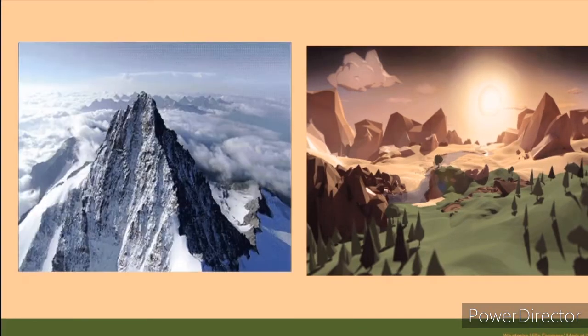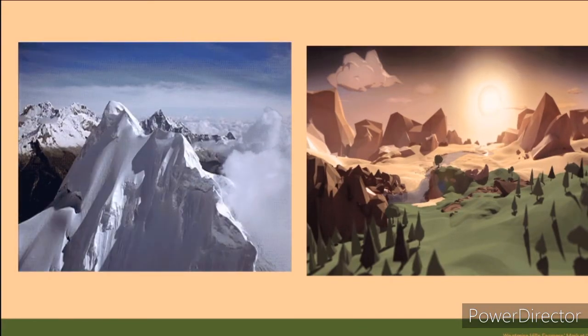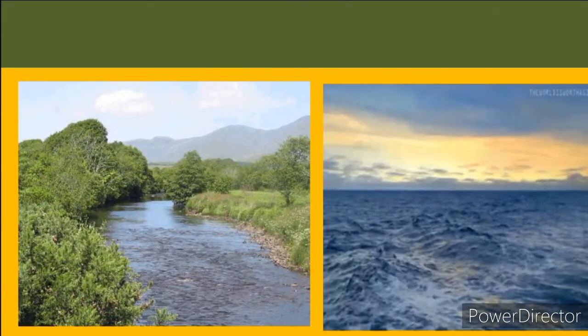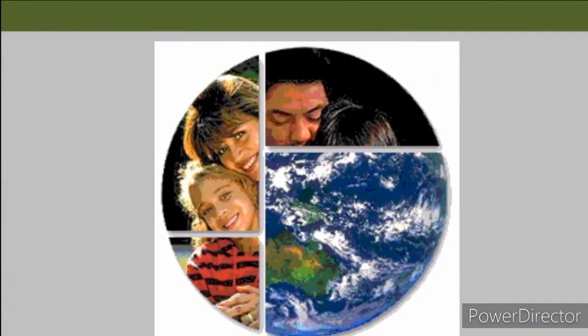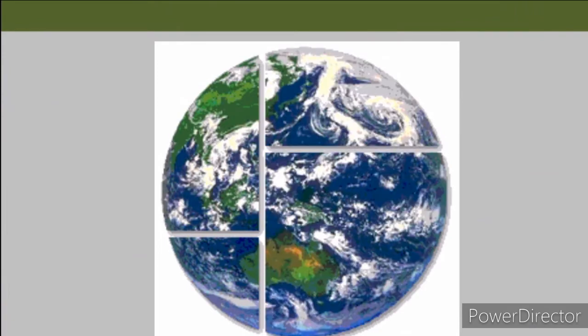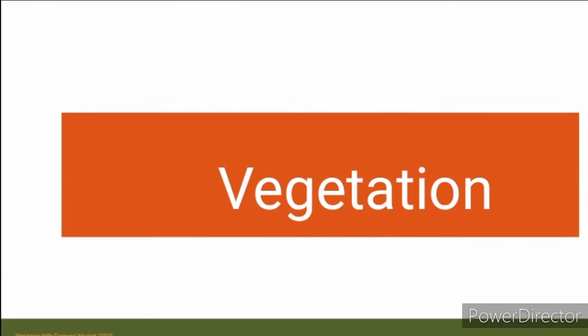You can see the mountains, you can see the rivers and the oceans. Okay, and then you can see people in different parts of the world on this map. Okay, so now let's go over to some geographical terms.